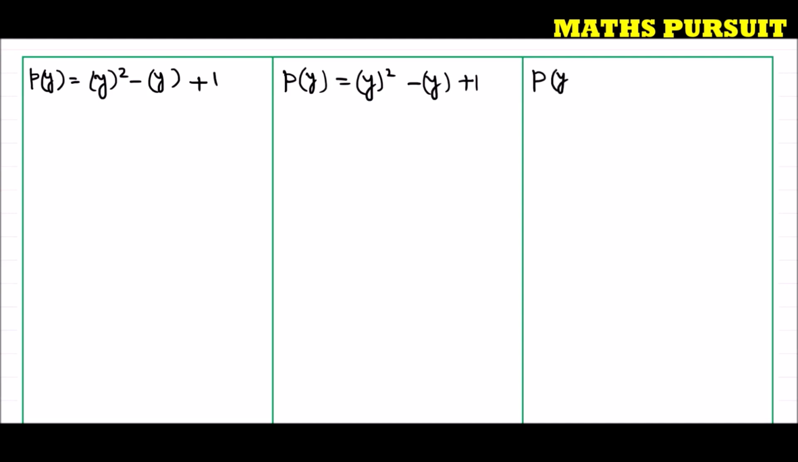Now, what we got here is P(y) is equal to y to the power 2 minus y plus 1. So let us write it the same way, in all three columns: P(y) is equal to y to the power 2 minus y plus 1. Guys, I'm just showing you how to solve in a simple way, but whatever method you feel convenient, you can do it in your own way.